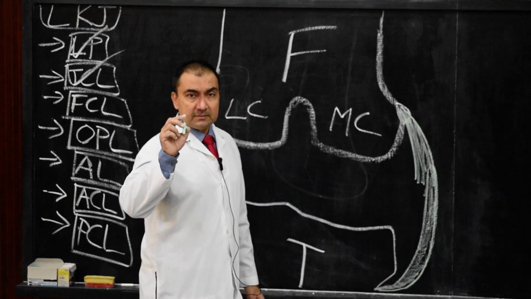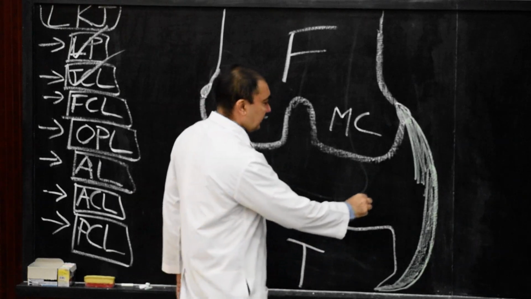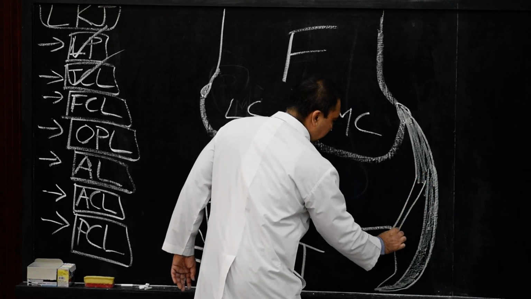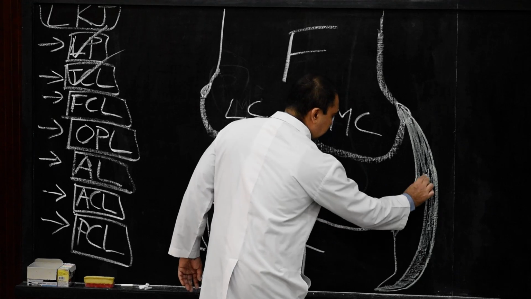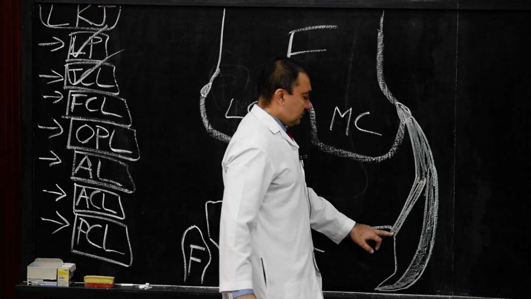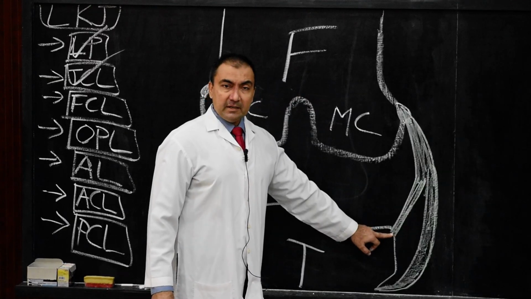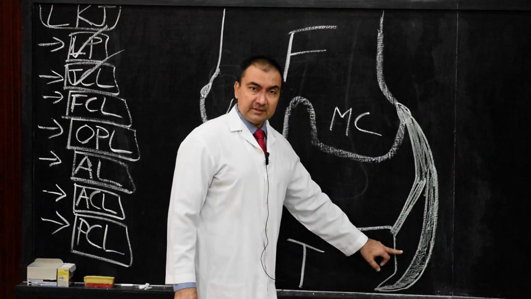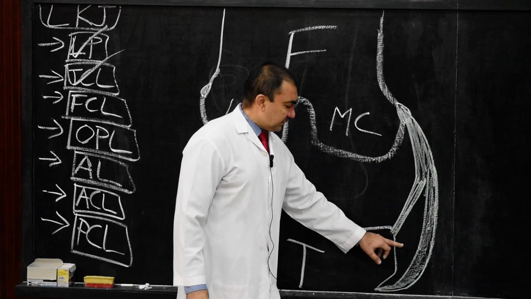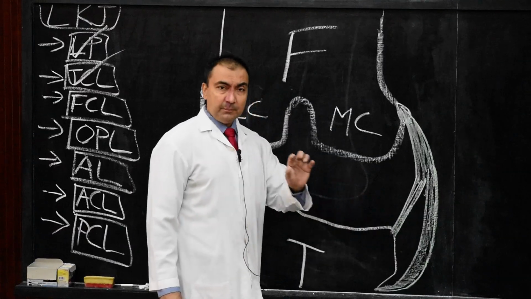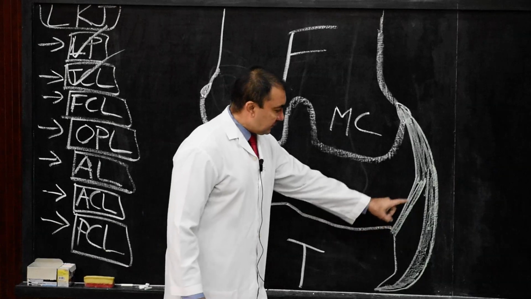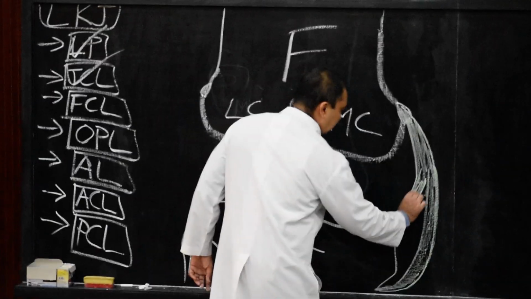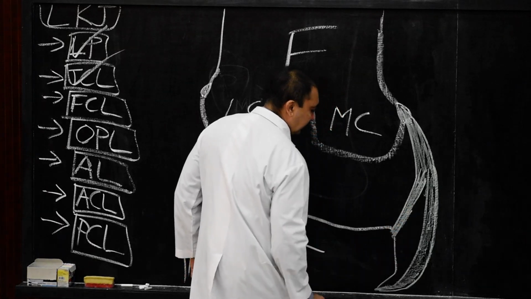Now the deep slip of tibial collateral ligament. This is the deep slip of tibial collateral ligament, which will be attached to the upper part of the medial condyle of tibia, exactly above the attachment of semimembranosus muscle. So above the attachment of semimembranosus muscle on the upper border of the medial condyle of tibia, there will be attachment of the deep slip of tibial collateral ligament.